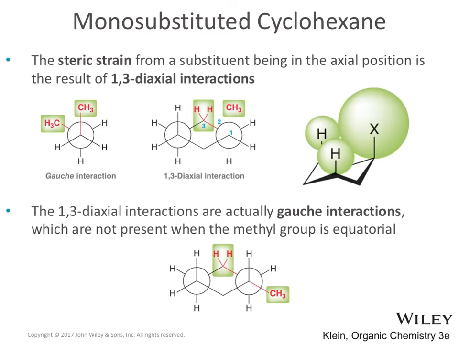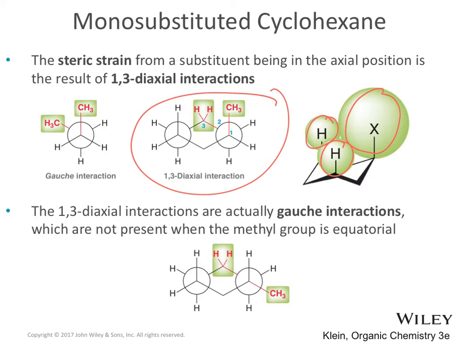Now, the steric strain results from what are called 1,3 diaxial interactions. So the larger group, let's call it X, which could be methyl or something else, is going to bump into the other groups in the axial position. And if we represent this as a Newman projection, we can actually see that these are essentially gauche interactions. Just like we saw in the simpler Newman projections, it's the same type of steric clashing that's occurring here.